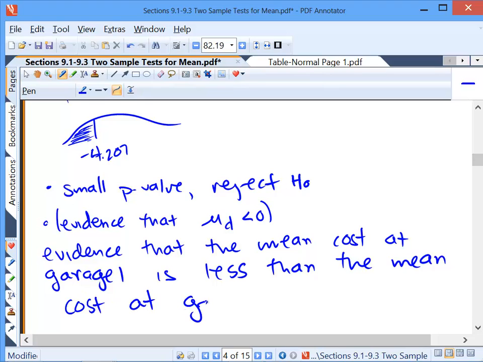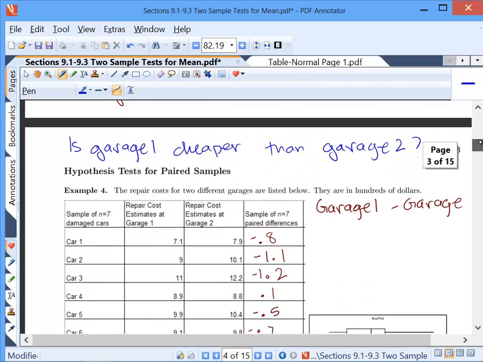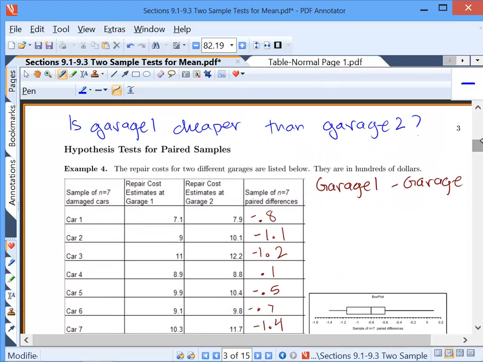Can you explain one more time why we didn't use less than 0 for the alternative hypothesis? So I don't remember for sure what I put on the previous page, because I made up the example and then I made up the data. But for here, let's say we want to know if garage 1 is cheaper than garage 2. Now, when we found these differences, I started doing garage 1 minus garage 2, just because that seemed easier to me.